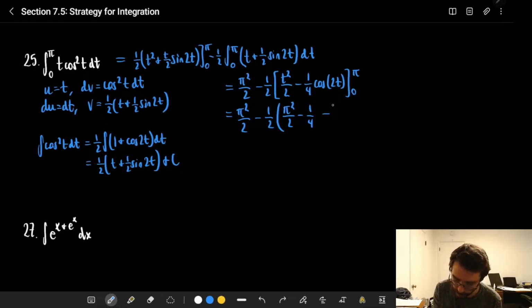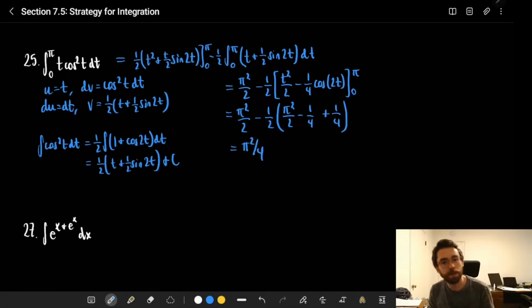That's minus a -1/4, so some terms cancel. You get pi squared over 2 minus pi squared over 4 is pi squared over 4. That worked out better than I thought it would. Assuming it's correct. Again, I haven't checked.